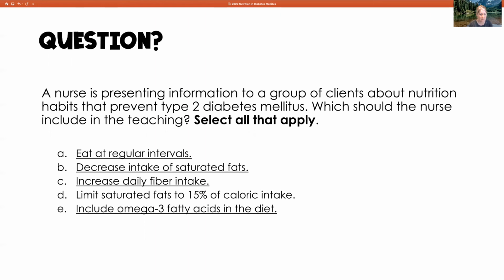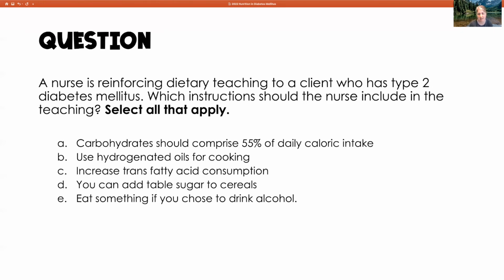diet. So limiting saturated fats to 15% of caloric intake would be incorrect, because we want that to be less than 10%, but 7% is ideal. A nurse is reinforcing dietary teaching to a client who has type 2 diabetes mellitus. Which instruction should the nurse include in the teaching? And this is once again a select all that apply.